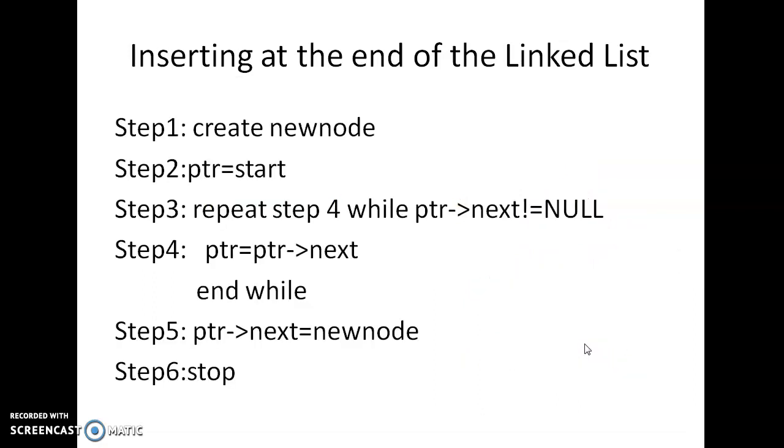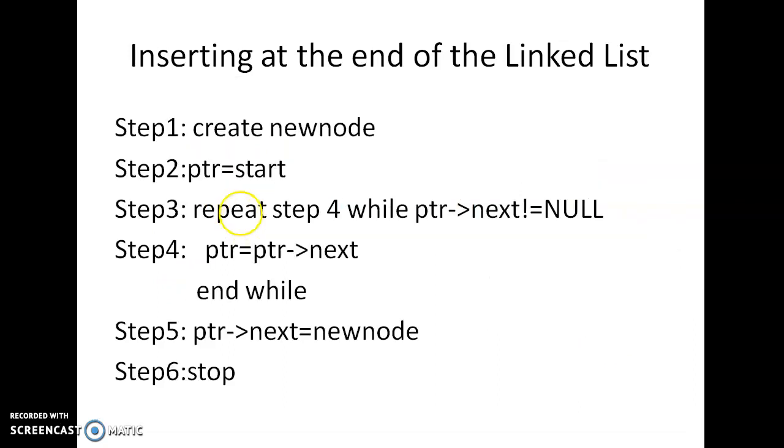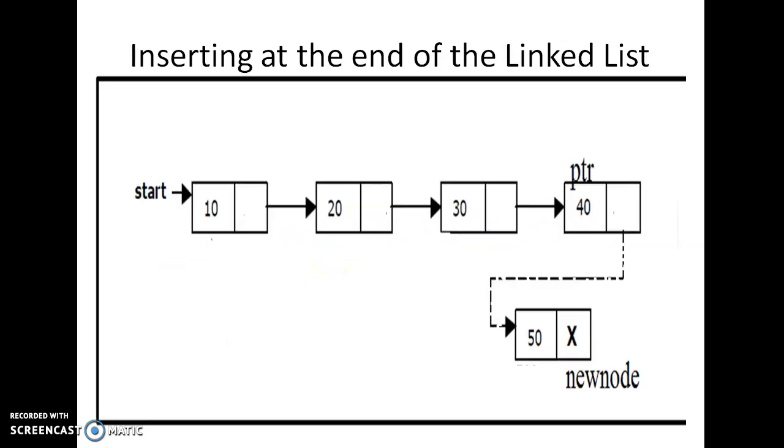So if you see the algorithm, pointer is starting at start. Then we repeat step 4 until pointer of next is not equal to null. That means pointer equals pointer of next, which we have seen in the diagram. The pointer is incremented from here to here, from here to here, until pointer of next is equal to null. Until then, every time the pointer goes to the pointer of next.